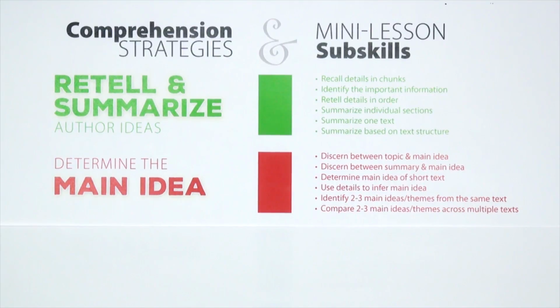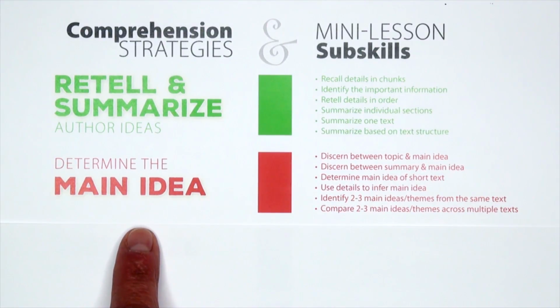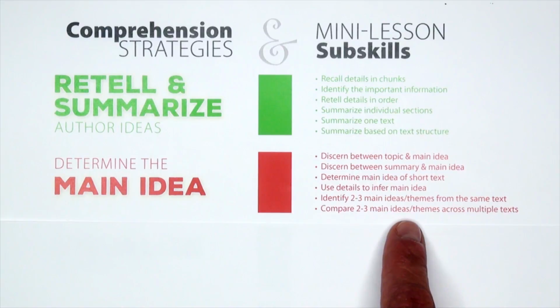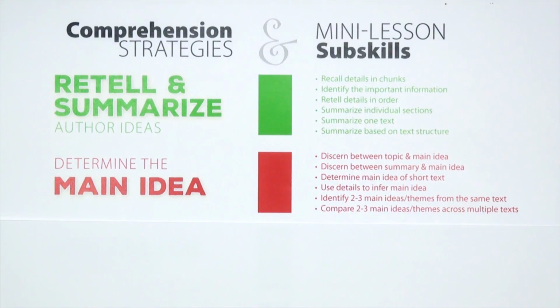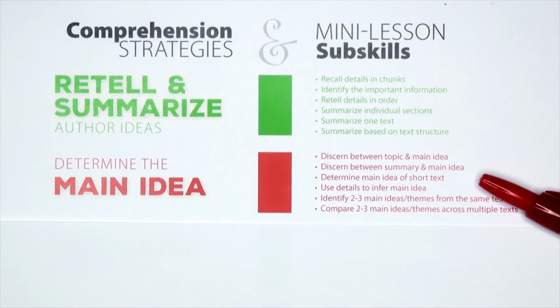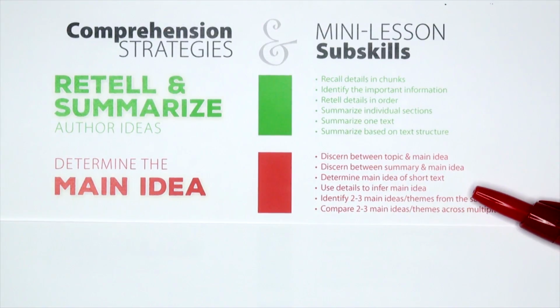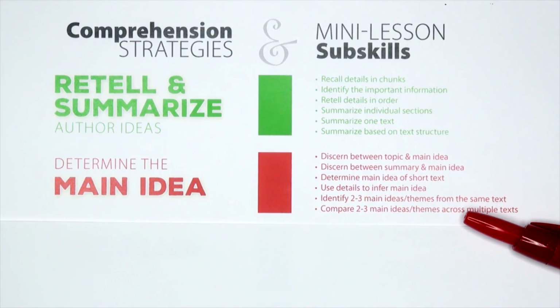How do we help students determine the main idea? Well, that's a different set of subskills. First, they have to know the difference between the topic and a main idea. They also have to be able to discern the difference between a summary and a single main idea sentence. We move them to be able to determine the main idea of a short text and then the main idea of a longer text. How about multiple main ideas? Do you see what I mean by subskills?